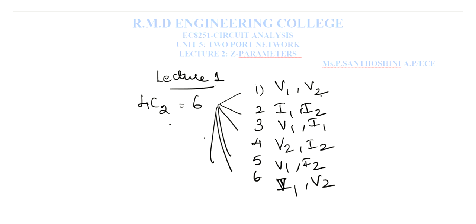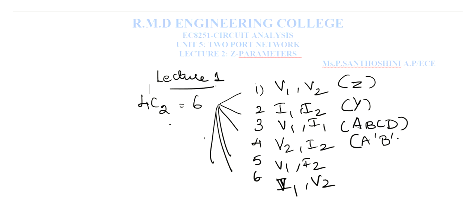Clear? And what is the name for V1 V2 in terms of I1 I2? Yes, Z parameter. I1 I2 is Y parameter. V1 I1 is the ABCD parameter, whose other name is transmission parameters. And V2 I2 is the opposite, right? So it will be the inverse transmission: A dash, B dash, C dash and D dash. And this will be your hybrid, and finally the inverse hybrid, which is called the G parameter.